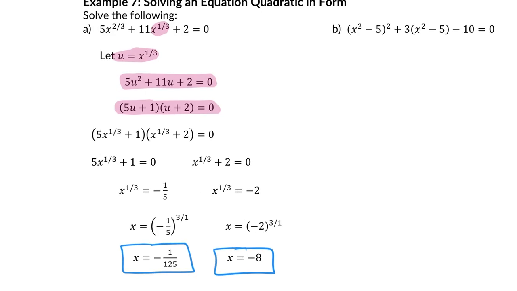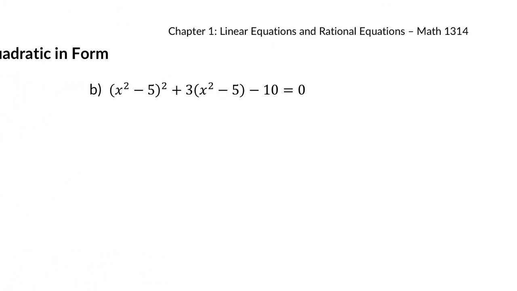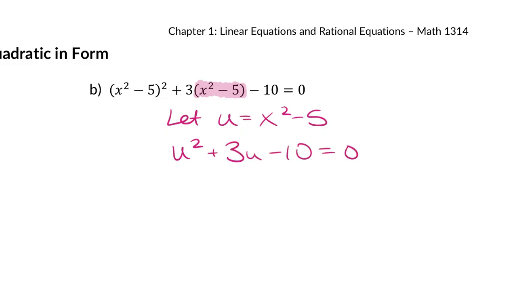But let's see what happens if it looks something like this. Whoa, what? That's crazy, but do you see how there's something squared plus 3 times that something plus a constant? That's quadratic in form. So we have to write that word, we're going to let u be equal to x squared minus 5. Why x squared minus 5? Because that's what the middle term is, right here next to the number. Which means this can actually be written as u squared plus 3u minus 10 equal to 0.